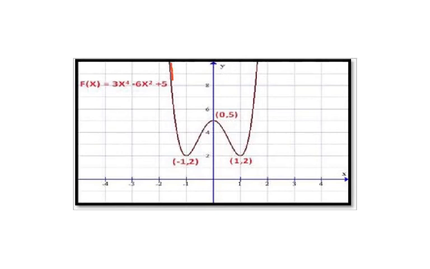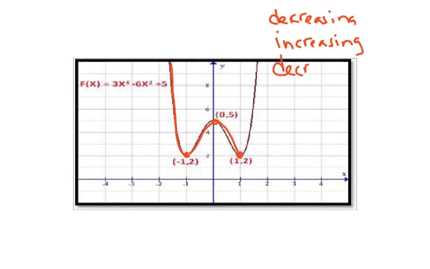So first, the graph is decreasing until it hits this point at negative 1, 2. So I write decreasing. And then it changes direction, and from negative 1, 2 to 0, 5, it's increasing. And then from 0, 5 down to 1, 2, it's decreasing again because it's going down. And then at 1, 2, up forever, it's increasing.